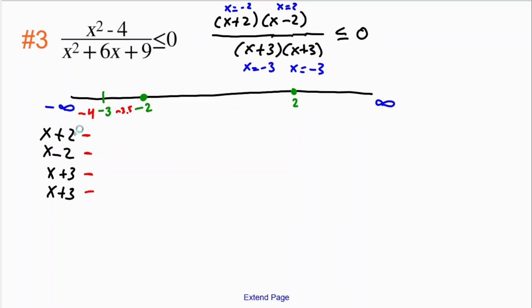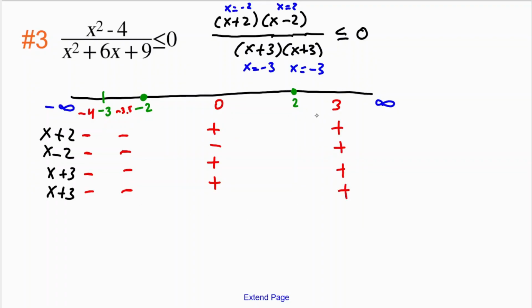So -3.5 plus 2, hopefully you know that's just going to be negative. -3.5 minus 2, also going to be negative. -3.5 plus 3, negative. -3.5 plus 3, negative. Okay, and so now from -2 to 2, I'm going to pick 0. So then positive, negative, positive, positive. And then from 2 to infinity, I'm going to pick 3: positive, positive, positive, positive.